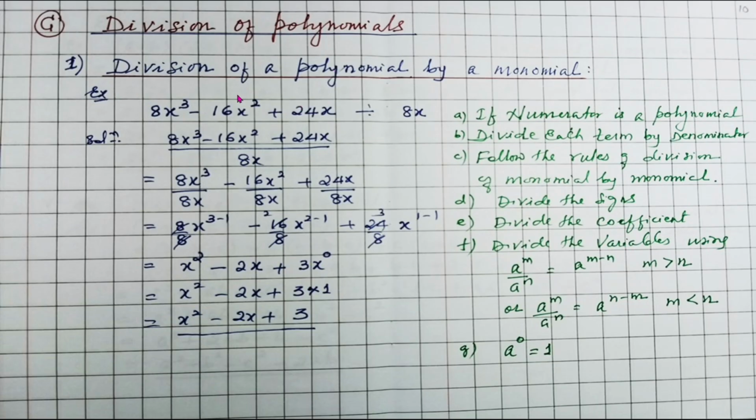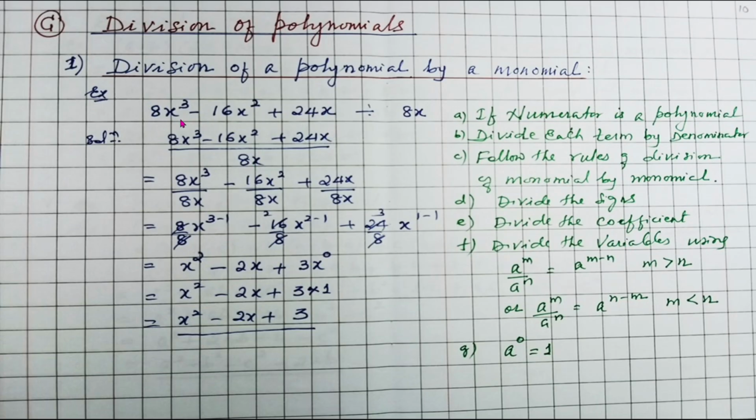Now, division of a polynomial by a monomial. So I have taken the first case, division of a polynomial by a monomial. Let us consider an example here. We have 8x cubed minus 16x squared plus 24x divided by 8x. We have a trinomial here and a monomial. So the trinomial is the numerator, the monomial is the denominator.